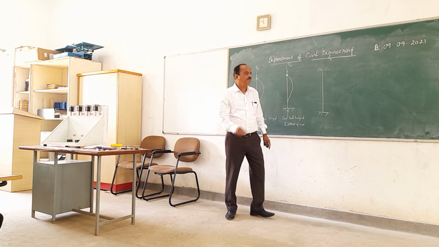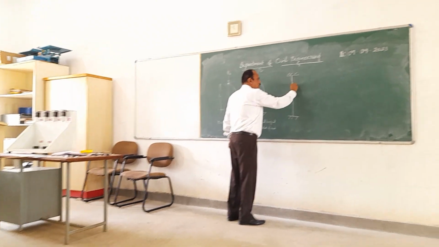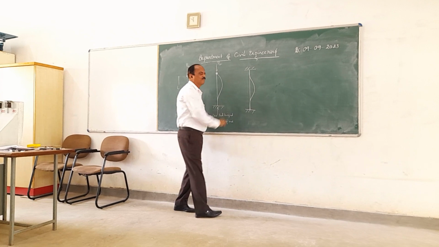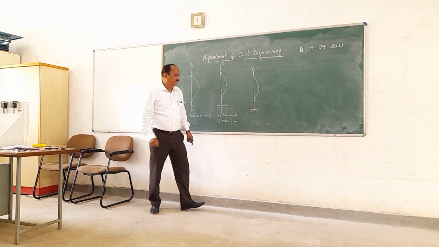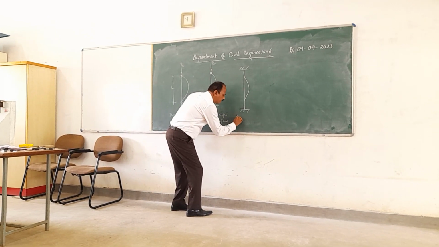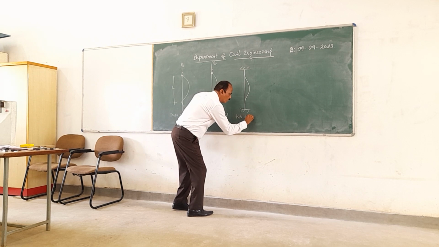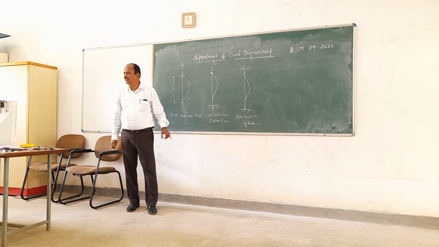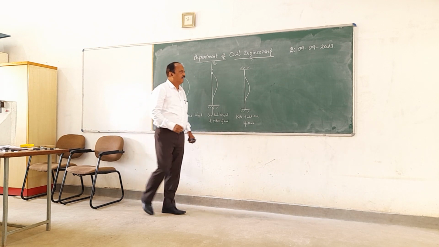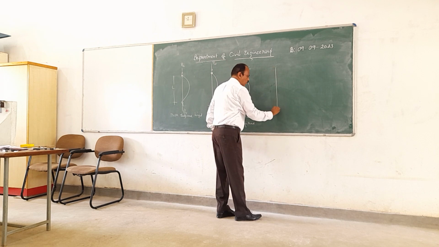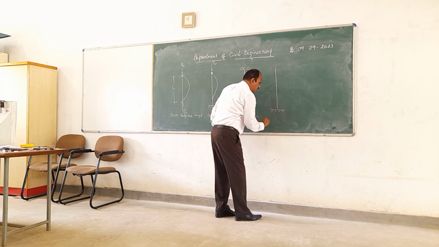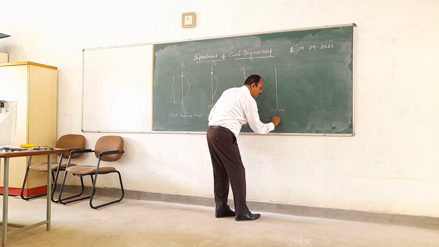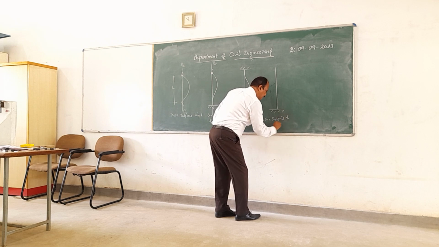When there is fixity at both ends, the slope at the two ends will be equal to 0. This is the nature of bending when both ends are fixed. And the last one is, one end is fixed and the other end is free.